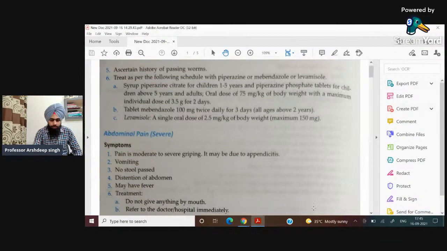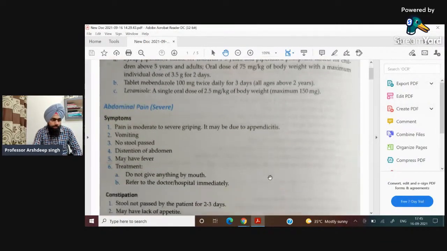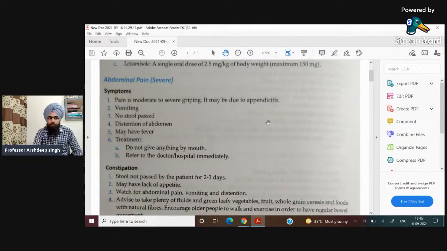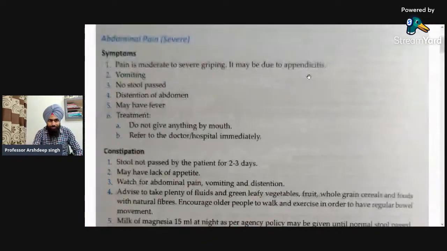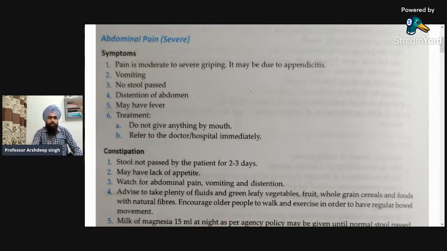In the last part, we completed up to abdominal pain in the mild condition. Next is the abdominal pain that is in the severe condition. As you can see on your screens, the next one is the abdominal pain in severe condition.